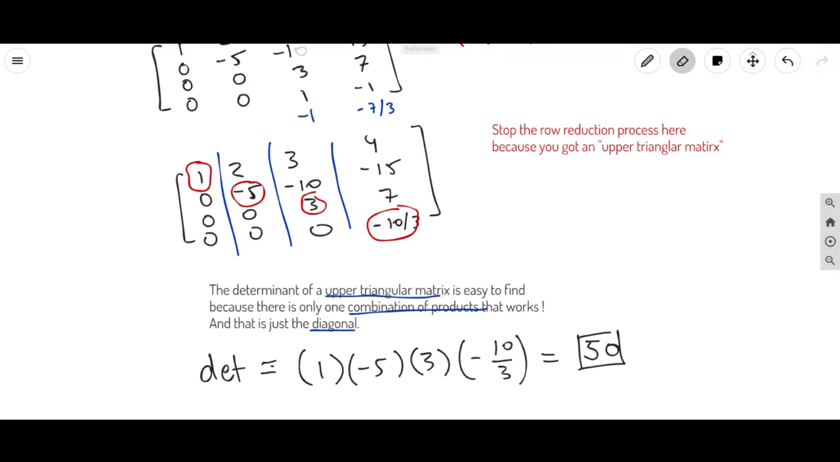So technically it's half of the row reduction, and you just avoid dividing out your pivots to turn them into the 1. You just leave them alone as they are. And if you do that, multiply the numbers down the diagonal and you get your answer.